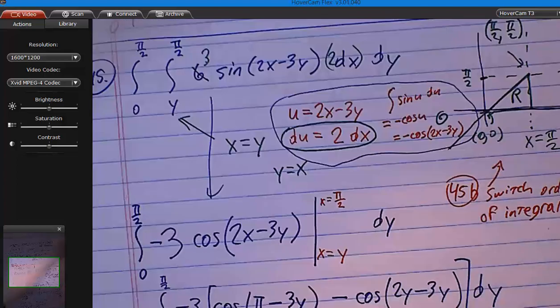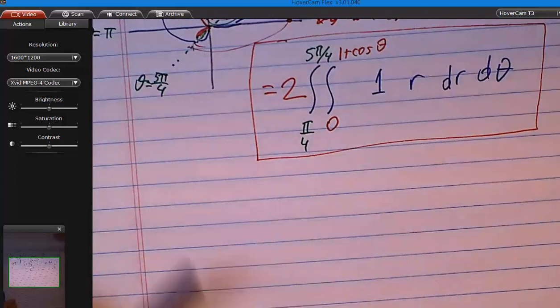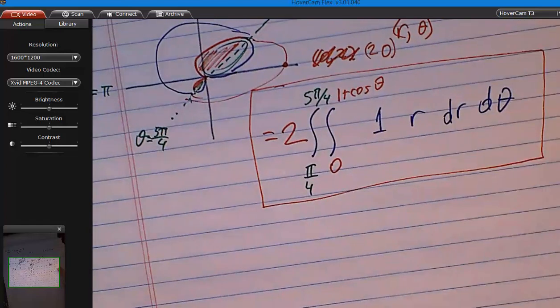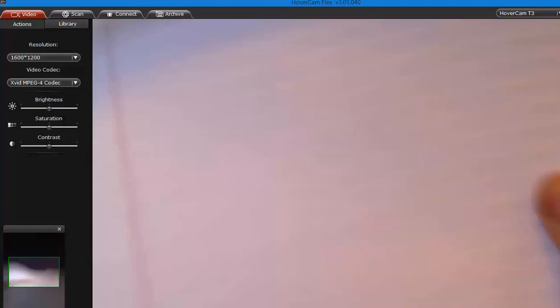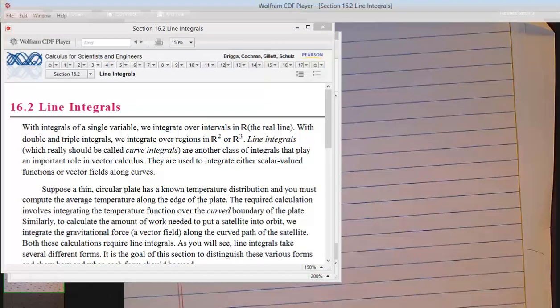Well, let's look at what we're going to do today. Let's move beyond that. Let's zoom out and look at section 2. So section 2, line integrals.